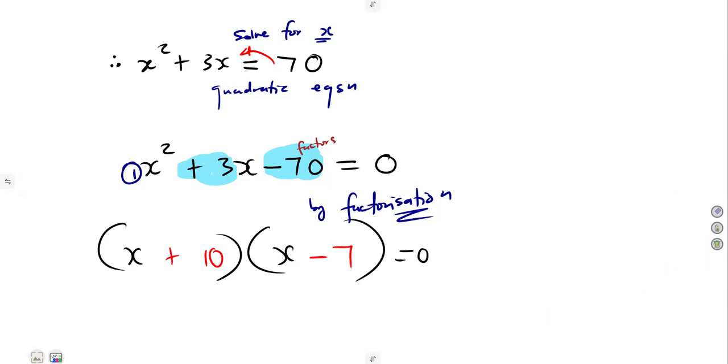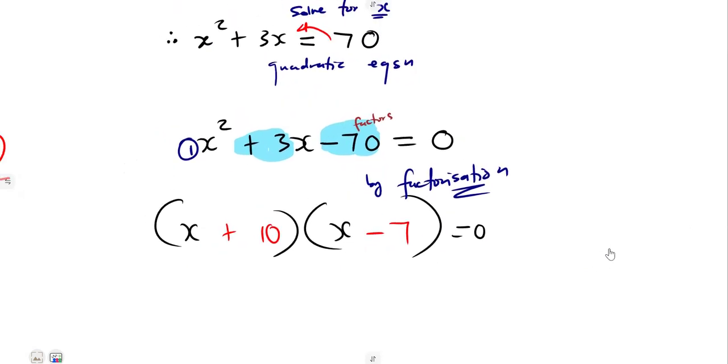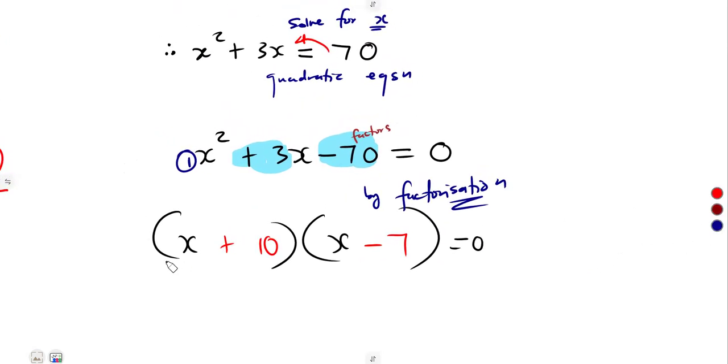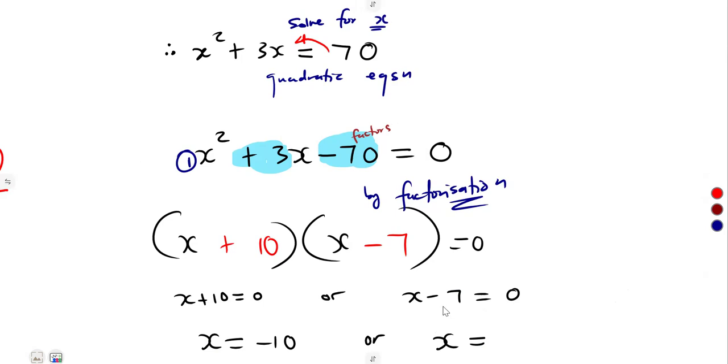Let us solve for x. So remember the zero product, each bracket must be equal to 0. X plus 10 equal to 0, or x minus 7 equal to 0. So x will be equal to what? 10 to the other side is going to be a negative. Change the sign. X minus 7, to the other side is going to change to a positive, or simply subtract 10, subtract 10. Here add 7, add 7. So these are the possible values of x.